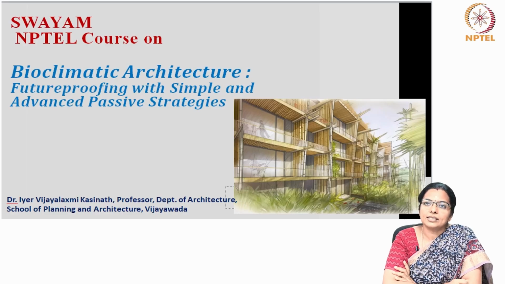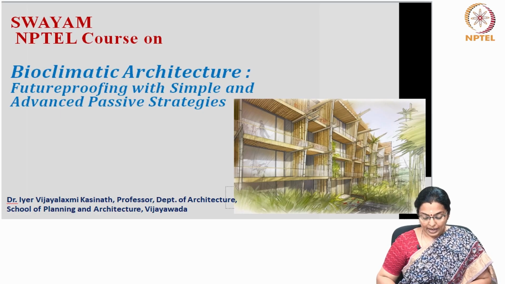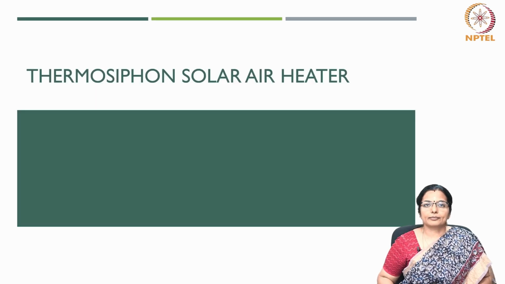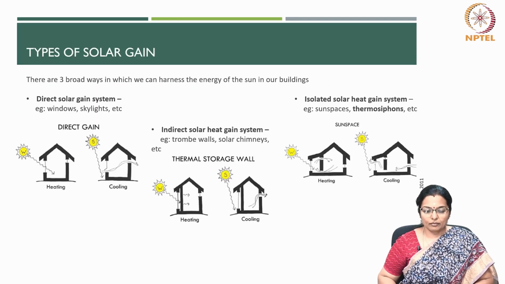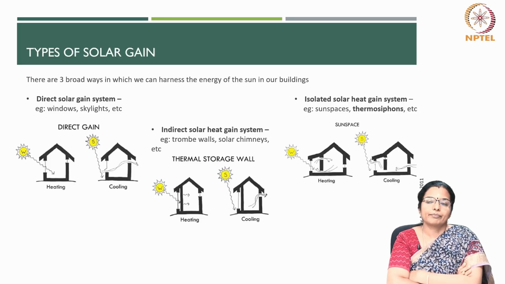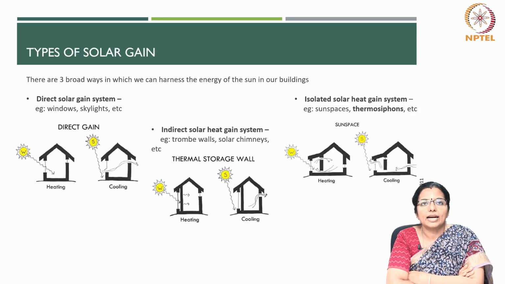In today's class, we will look at another advanced passive strategy which is also related in a sense to the Trombe wall concept. It is called a thermosiphon solar air heater. So we know that there are three broad ways through which we can harness the energy of the sun into the building.